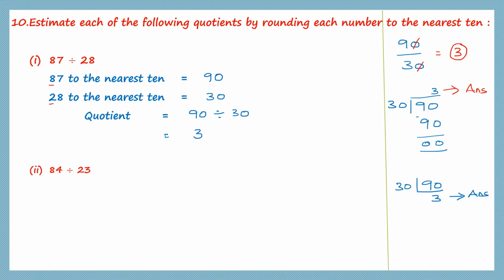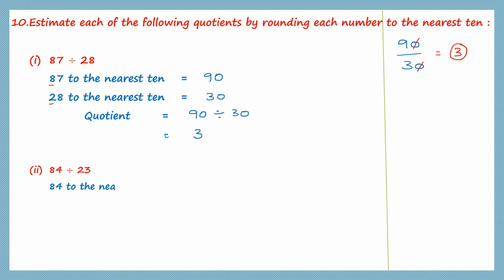Question 2. 84 divided by 23. So 84 to the nearest 10. In the tens place we have 8. The digit to its right is less than 5. So 8 will remain as it is. So 80. 84 to the nearest 10 is 80.